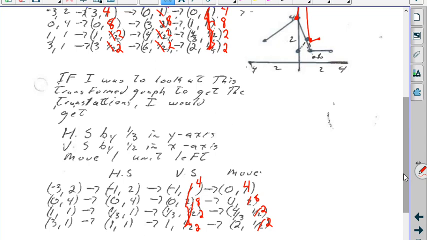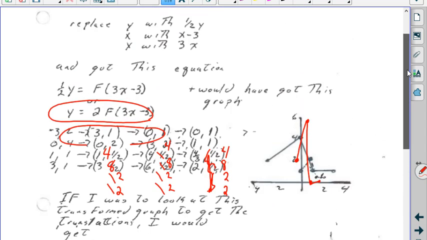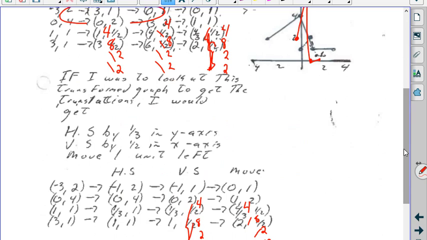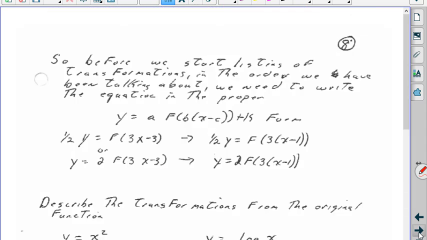So, two stretches applied in a different order. The stretches are the same, but the move is completely different. Up there, I moved it 3 to the right first, and then horizontally stretched by 1/3. Down here, I did my horizontal stretch by 1/3, then my vertical stretch, and then I moved it 1 to the right.